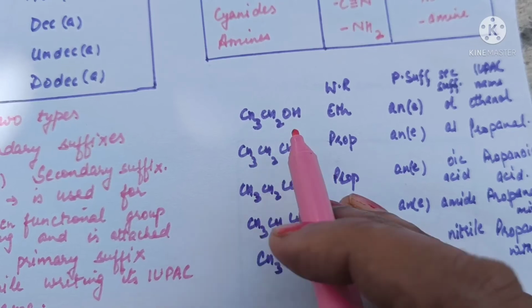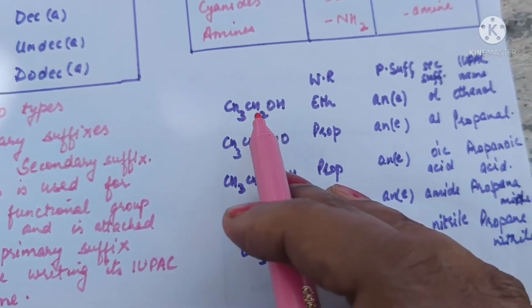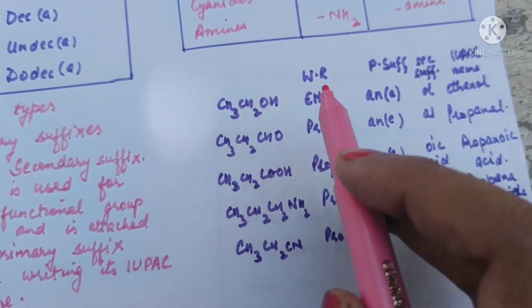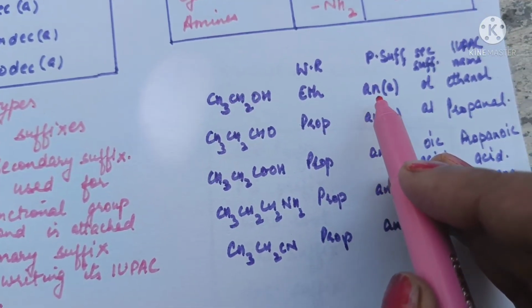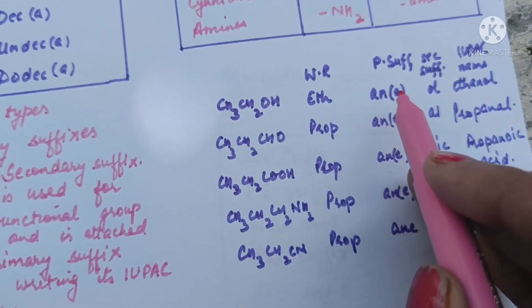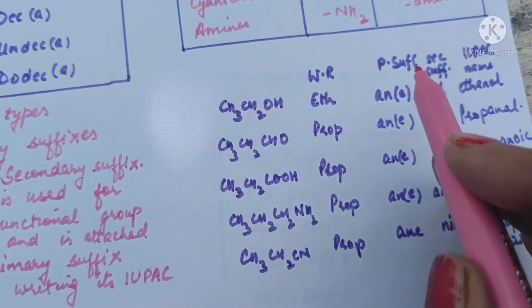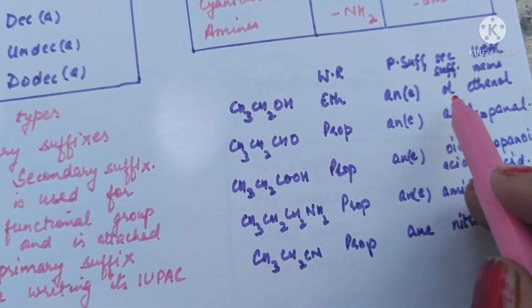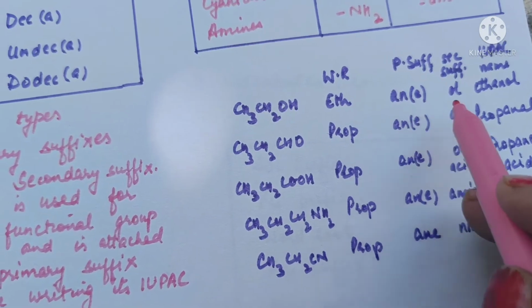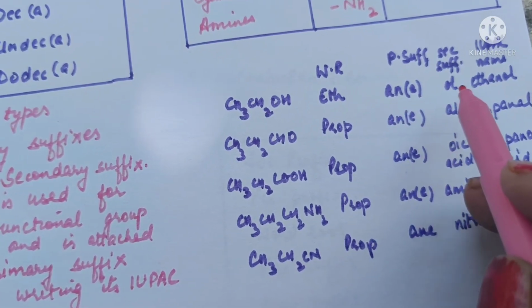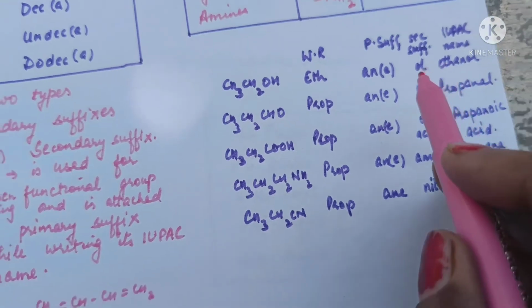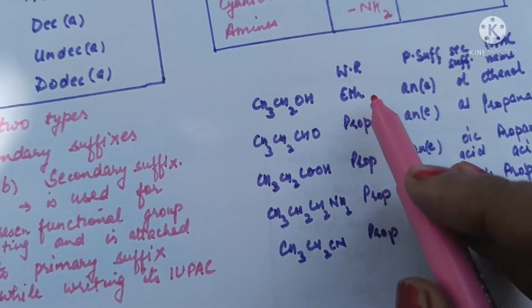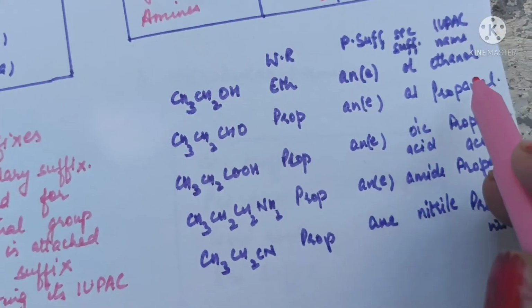This compound has functional group OH and has 2 carbons. So the word root for 2 carbons is eth. A single bond indicates the primary suffix as ane. The e is in brackets, which will be removed as the secondary suffix for OH is ol, which starts with a vowel. So e is removed if the secondary suffix starts with a vowel. If it does not start with a vowel, then a is retained in the parent name. So the name becomes eth-ane-ol, ethanol.